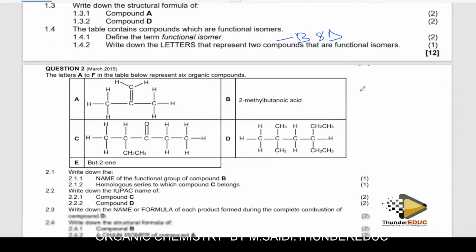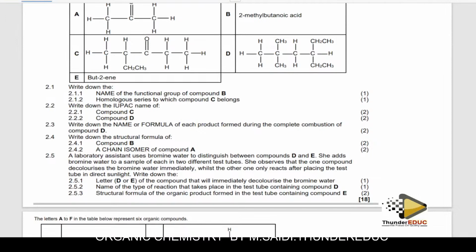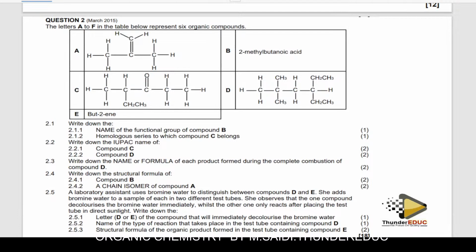Then we go to the next question. Each question is designed to cover different aspects. That's why I brought them, just to show you a few samples of these questions so that you don't get lost. They are saying that the letters A to F in the table represent 6 organic compounds. Then they say, name the functional group of compound B. What is the functional group of compound B?